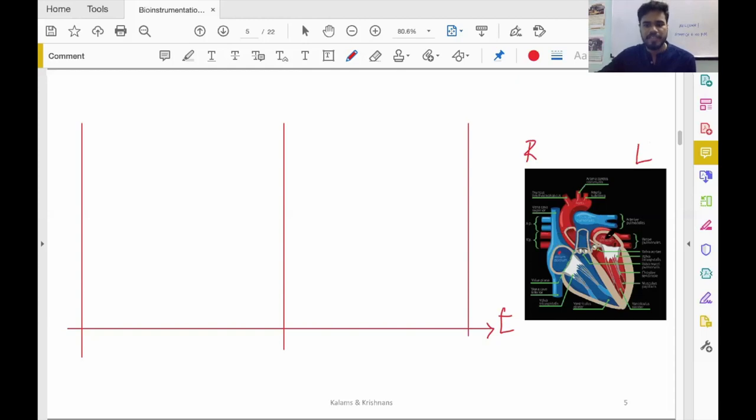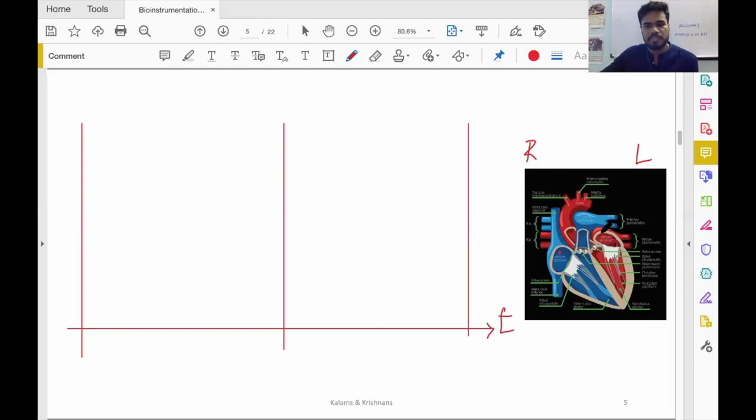And so the activity, the pumping, starts with the top chambers. The right and left are pretty much synchronous, so it suffices to study just one of them in normal hearts. So let's look at that. Let's start with this left atrium. Fine.